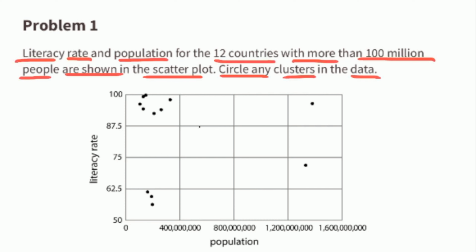Problem number 1. Literacy rate and population for the 12 countries with more than 100 million people are shown in the scatter plot. Circle any clusters in the data. Both of these groups of points are considered clusters in the data.